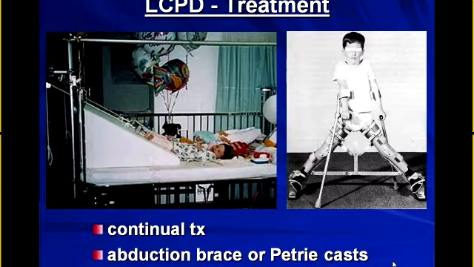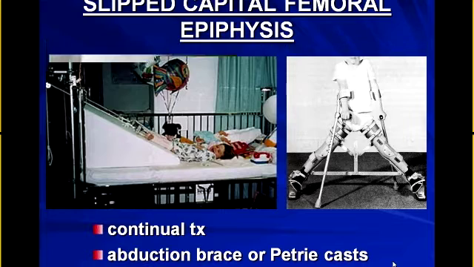And again, I'm going to show you a later picture which has the Petri cast. That can also be used here, and I'll show you a picture of that and comment on it. So again, the whole idea is to allow for normal position of the head in the acetabulum to allow the blood supply to be restored. Surgically, they try not to do surgery, but if it's necessary, they can do an osteotomy, which is a removal of a piece of bone, again, the purpose being to maintain the head in the acetabulum.